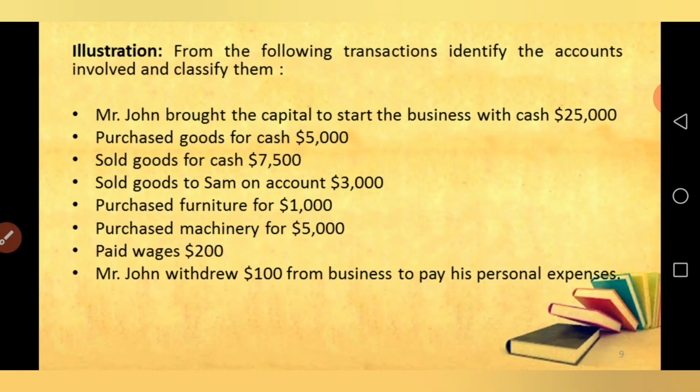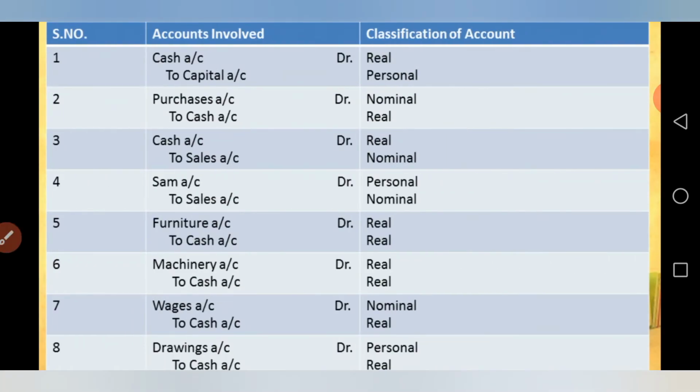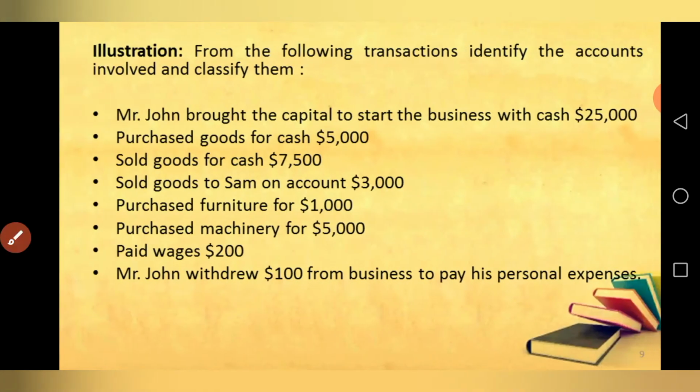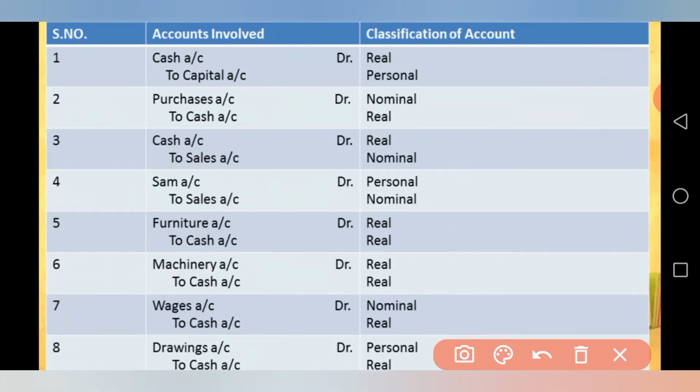Now, we'll take the same example, and we'll see whether it is debit or credit. First one was John brought the capital to start the business. Over here, we've seen that two accounts were involved. One was cash, one was capital. So, what was the rule for the real account? Debit what comes in and credit what goes out. So, we can see what is coming in actually. Cash is coming in. So, we debited it.